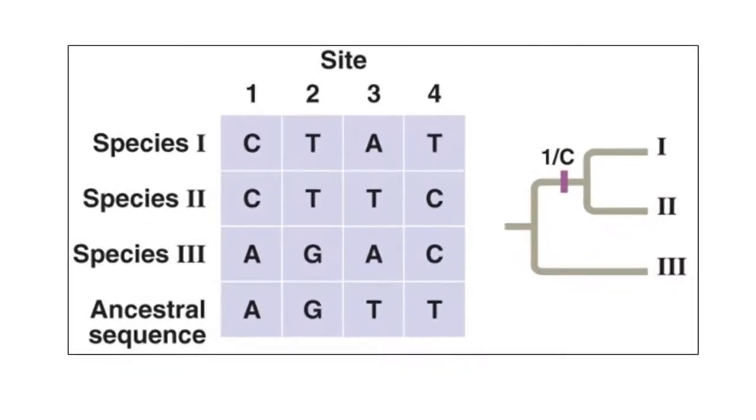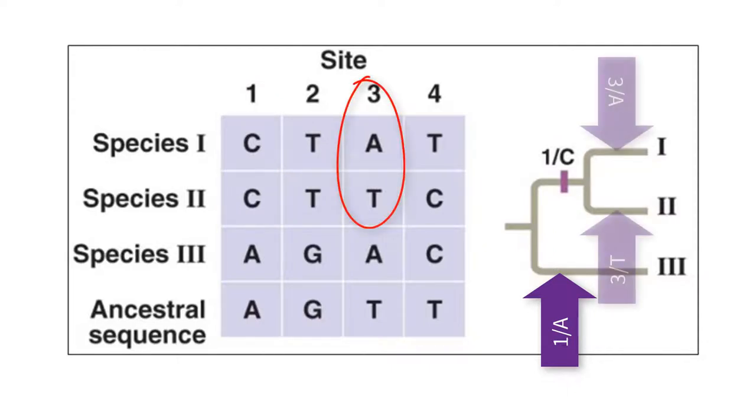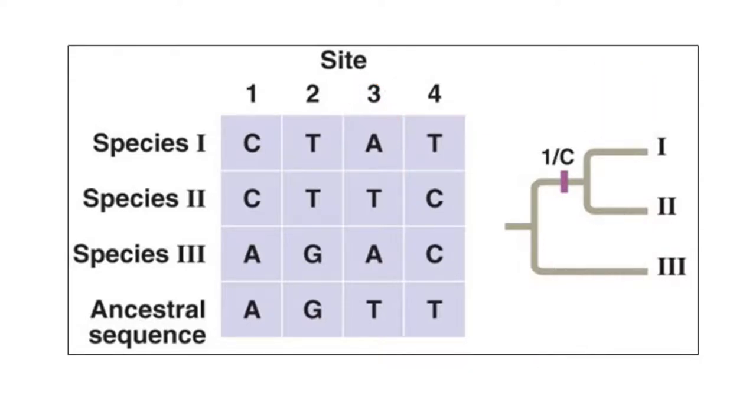Looking at this example, we can compare three DNA sequences from three different species. The first break in the cladogram is seen at site 1, where species 1 and 2 have cytosine instead of adenine. Then, we can further differentiate species 1 and 2 by site 3, because species 1 has adenine and species 2 has thymine. This procedure works by comparing these DNA differences to an ancestral line.